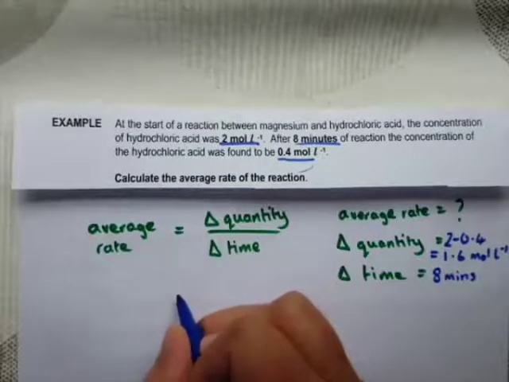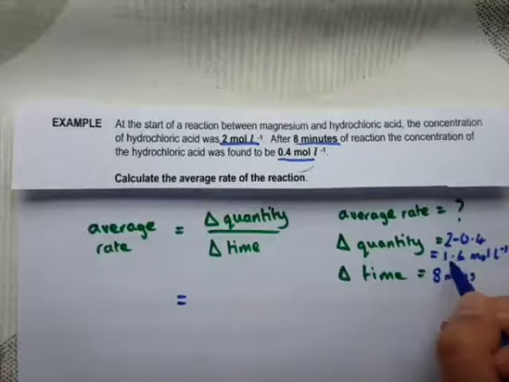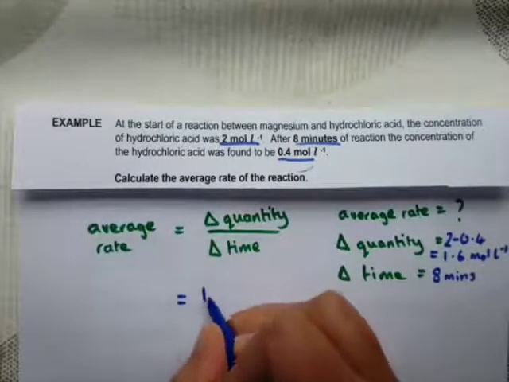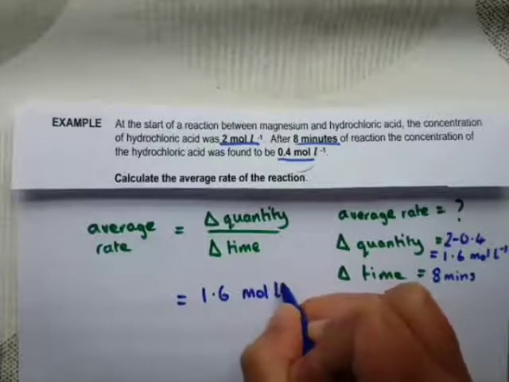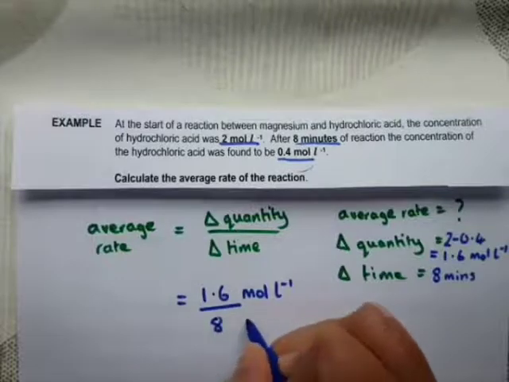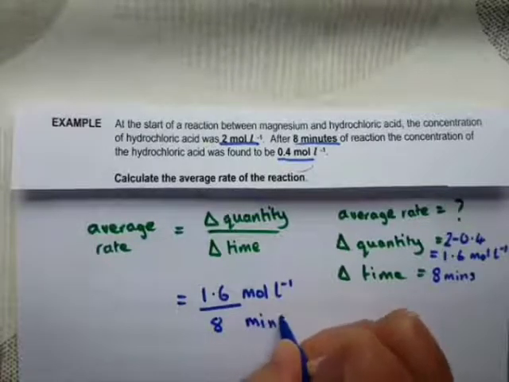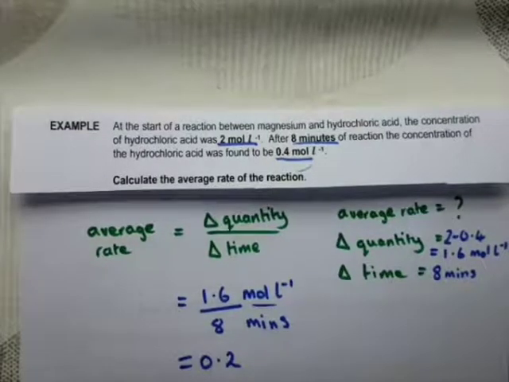Now all I have to do is substitute the numbers in. So average rate is change in quantity divided by change in time. The change in quantity was 1.6 moles per litre, and I'm going to write the units in here, and the change in time was 8 minutes. So you can get your calculator, or if you can do this in your head, fair enough. Okay, so I've worked out that my answer is 0.2.